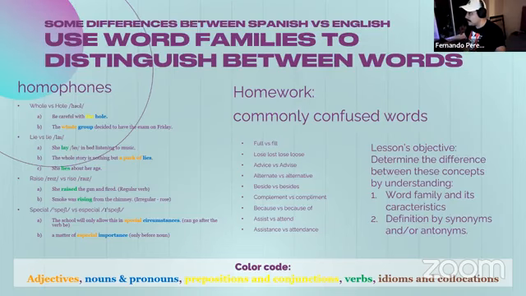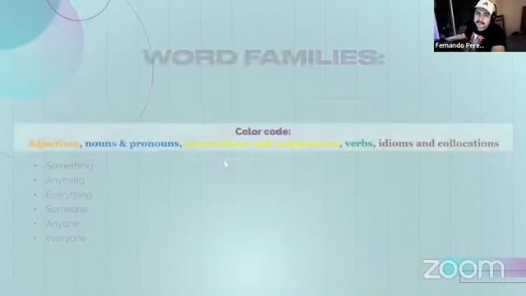Which means orange words are adjectives, blue words are nouns and pronouns, yellow words are prepositions and conjunctions, green words are verbs, and finally, brown words are idioms and collocations, the chunks of words that we studied before. Let's practice that specific information.